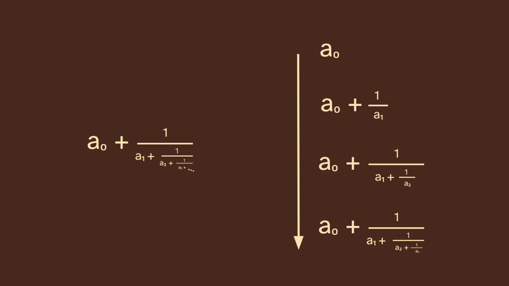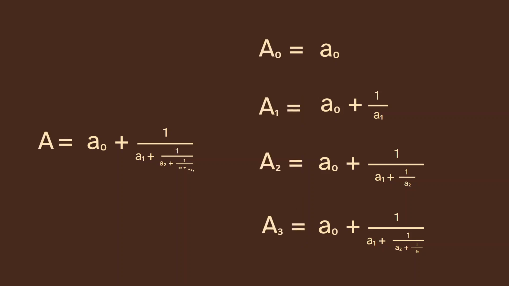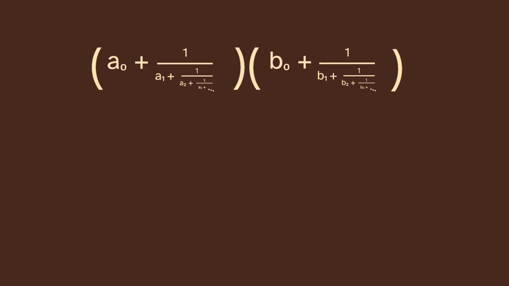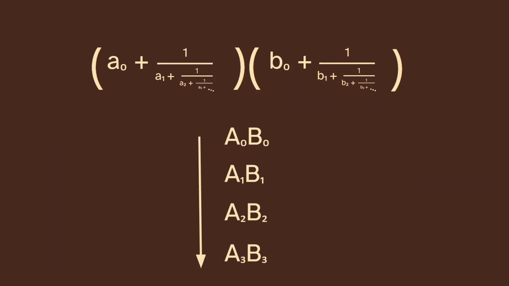And to make notation a little easier, we'll call this a, and then each of the terms a sub 0, a sub 1, and so on. And so if we have a continued fraction a, and another one b, then we can find their product by taking the product of these terms.